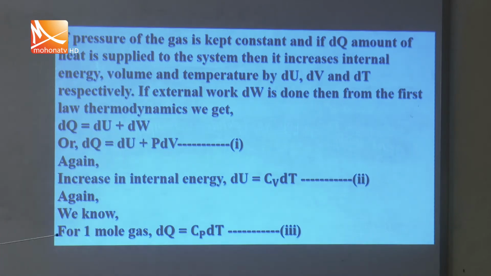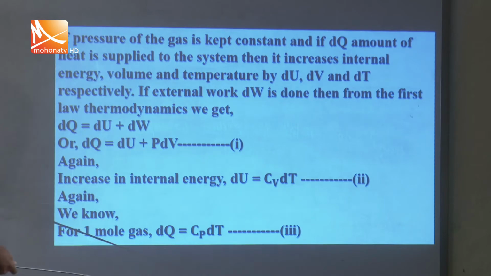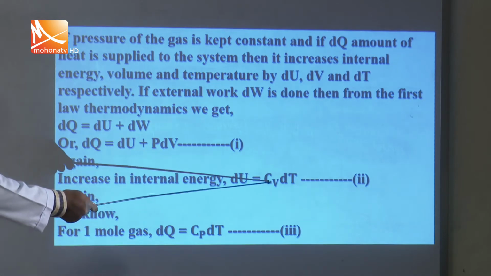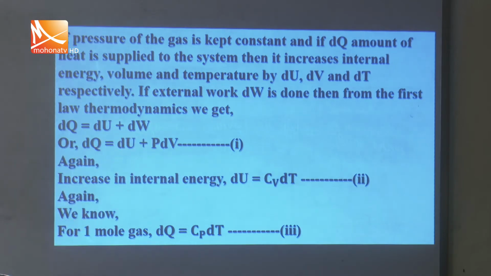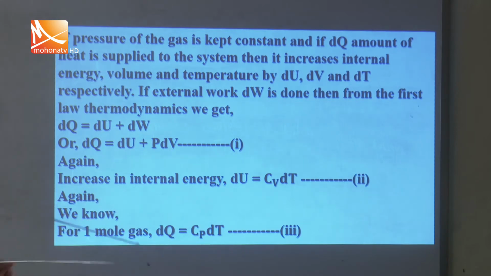Again, the increase in internal energy dU is the product of specific heat at constant volume and the increase in temperature dT. That means dU equals Cv dT. Again, we know for 1 mole of ideal gas, dq equals the product of specific heat at constant pressure and the increase in temperature, Cp dT. It is equation number 3.